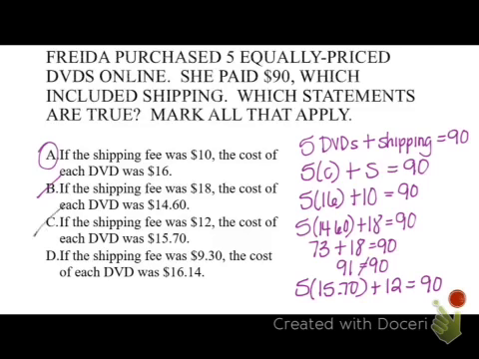In D, if we had 5 times $16.14, and we add that to a shipping fee of $9.30, we want to know, does that equal 90? And 5 times 16.14 is $80.70, and if you add that to $9.30, you do come up with $90. So A and D are both true in this case.